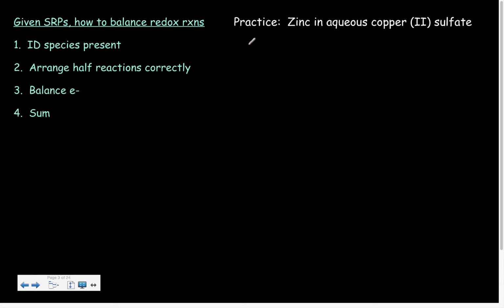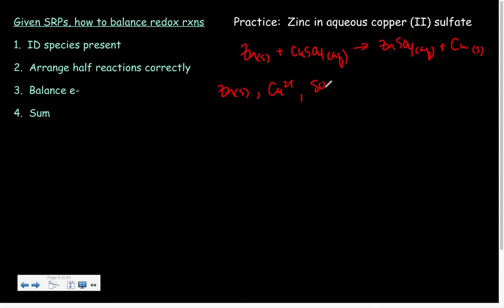So here we have zinc in aqueous copper(II) sulfate, so CuSO4. And we know that hypothetically this is going to make ZnSO4, probably aqueous, and some copper. Now, identifying my reactive species present: I know I have some zinc solid, some copper ions, and some sulfate ions. Those are my options. I also have water. Let's not forget about water.